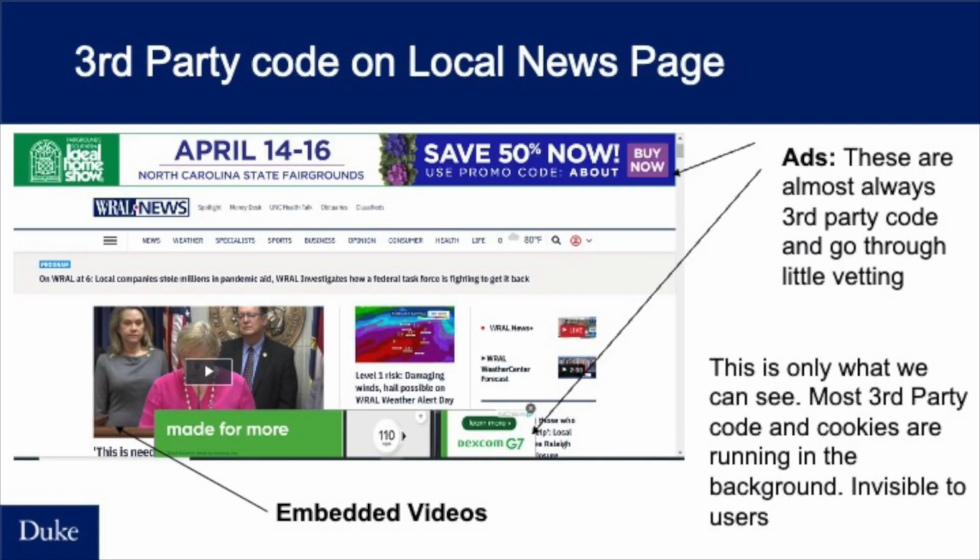Here's an example of third-party code on a local news page. So you can see that there are embedded videos, you have advertisements popped up across the screen, and those advertisements are almost always third-party code and go through very little vetting. And so this is only what we can see. A lot of third-party code and cookies are running in the background and are actually invisible to the naked eye because they're behind what is actually happening on the website.